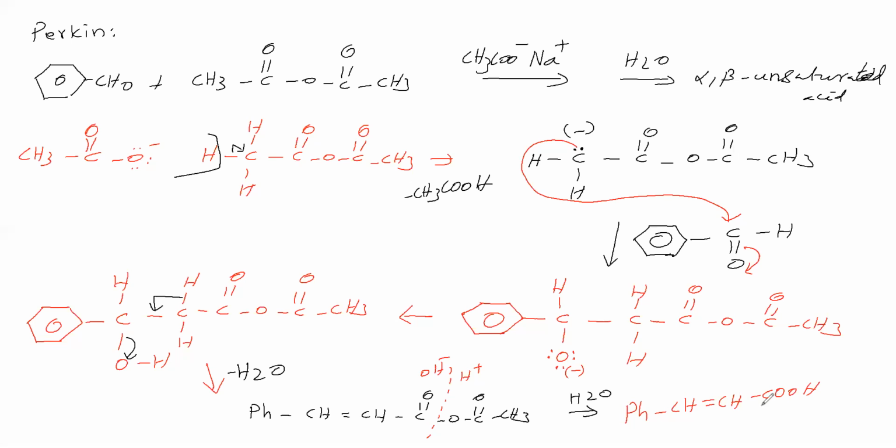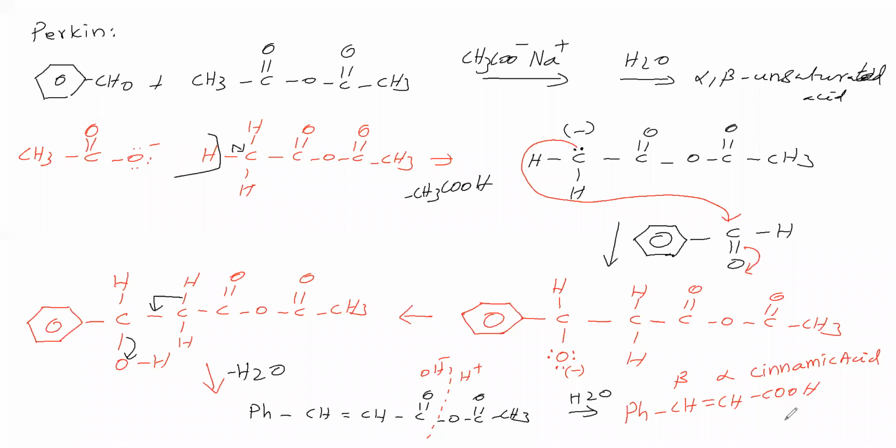This carbon is directly attached to the functional group carbon, so it is alpha, it is beta. So alpha, beta unsaturated means between the alpha carbon and beta carbon, a pi bond is there. Alpha, beta unsaturated acid we are getting here. So in this Perkin reaction, the product is an alpha, beta unsaturated acid. This acid is called cinnamic acid.